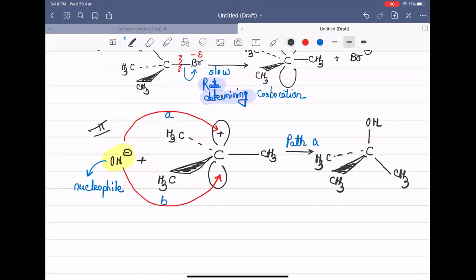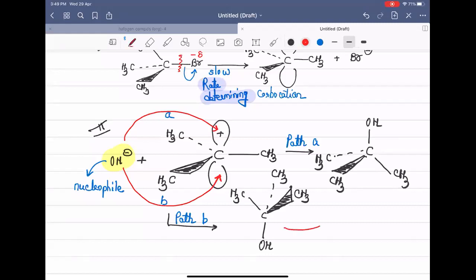And if path B occurs, in that case, your OH goes from below. So this is where your OH is, and this is your first CH3, and then you have your CH3 and CH3. You can see that for path A and path B, the products have exactly opposite configurations. So the products are the same, but you have opposite configurations.